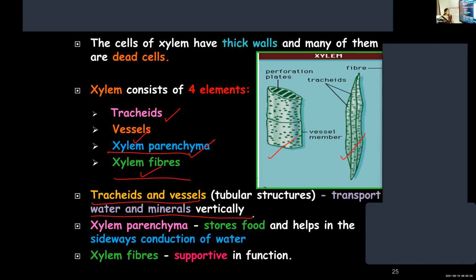You want me to repeat? Xylem vessels, tracheids, xylem parenchyma, xylem fibers. Tracheids and vessels help in vertical transport of water and minerals. Xylem parenchyma will store food and helps in sideways transport of water. Xylem fibers are supportive in function. With that, we have completed both xylem and phloem.